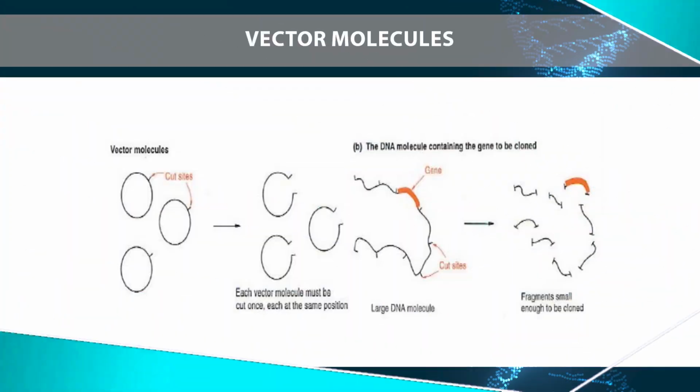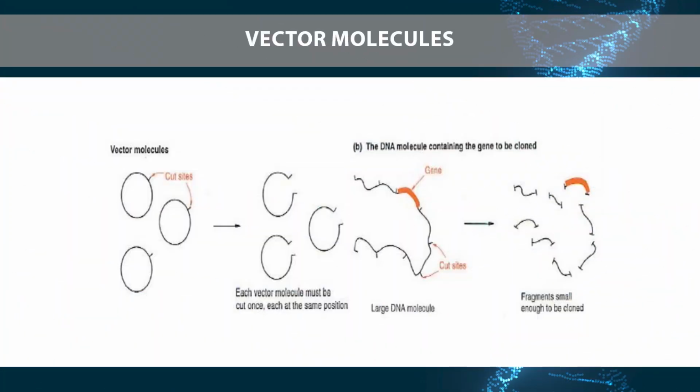Vectors play a crucial role in gene cloning, enabling scientists to copy and produce large quantities of a specific gene of interest. The vector molecules, here we can see, are cut at a specific site, and in the second half of the figure we can see the DNA molecule containing the gene to be cloned, indicated here as a red fragment. For both of them the same restriction endonuclease has to be used to provide the cut, and this cut DNA is then inserted into the nick of the vector molecule.